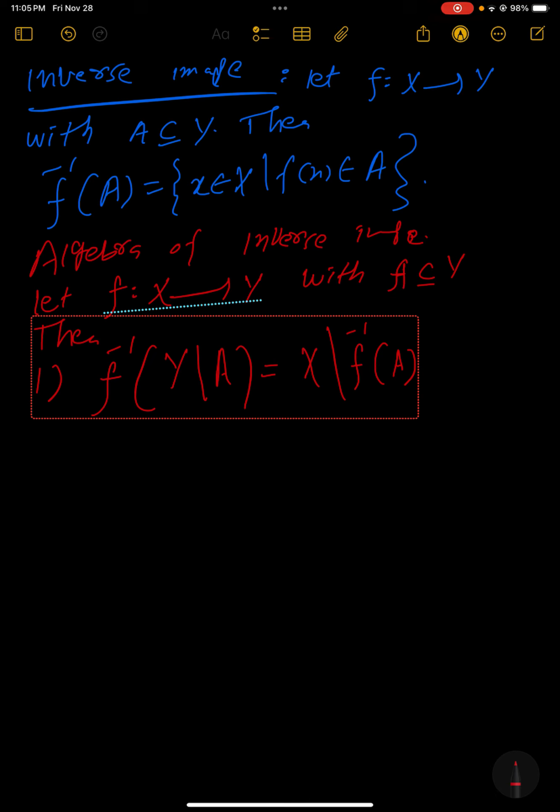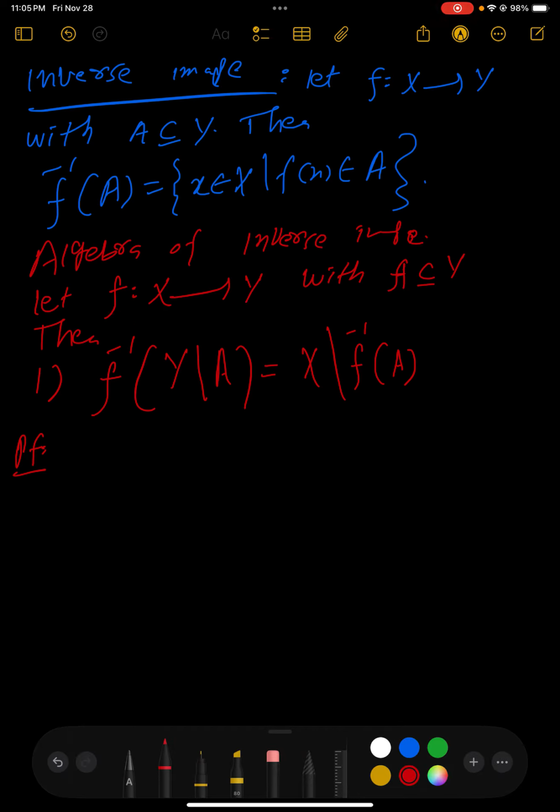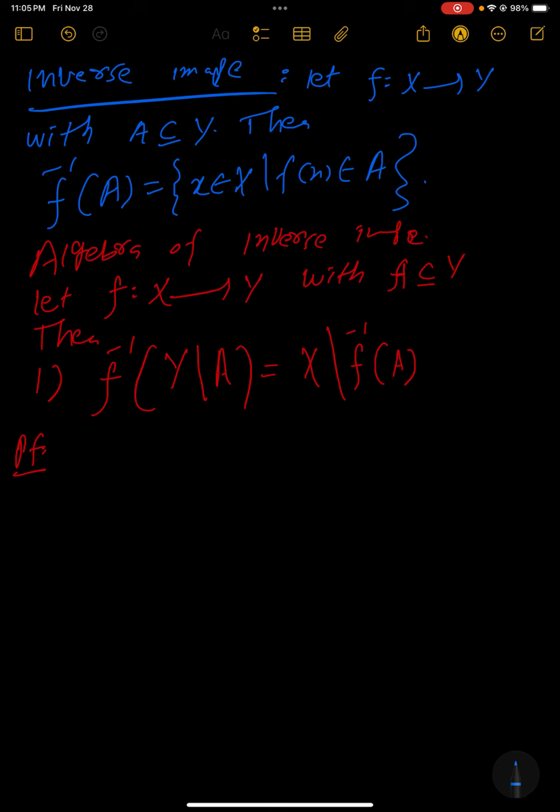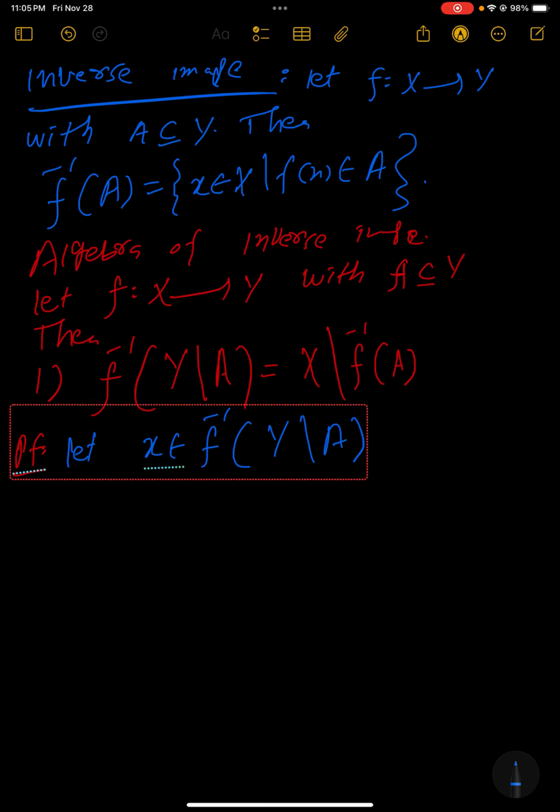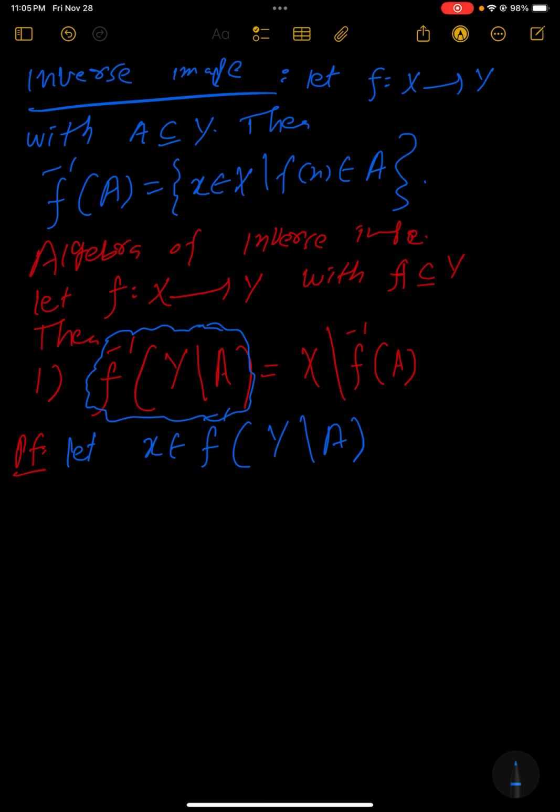We know this holds for every A belonging to Y. So the proof, if we are gonna prove this thing, is very easy. These are functions, so we will take an element from one side and show that it belongs to the other side. So to do that we say let x belong to f inverse of the complement of A. We just need to use the definition.